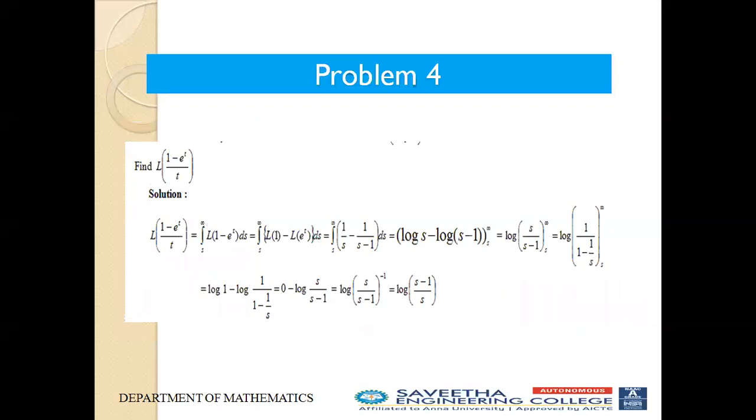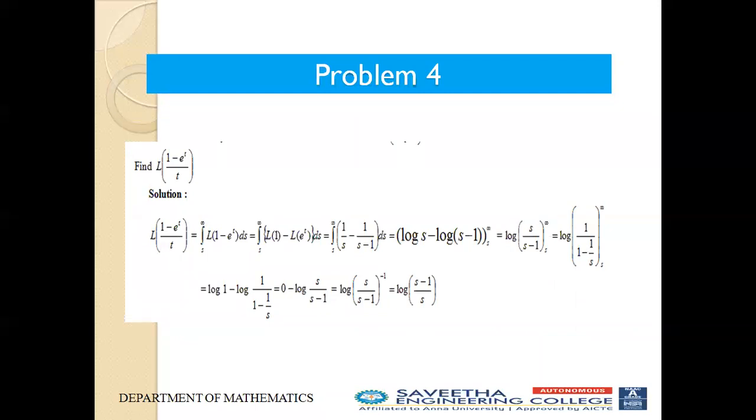Find the Laplace transform of (1 minus e^t) divided by t. If t is multiplied, we have to do differentiation. If t is in the denominator, we have to integrate with respect to s in the interval s to infinity. So L of (1 minus e^t) divided by t is equal to the integration from s to infinity.